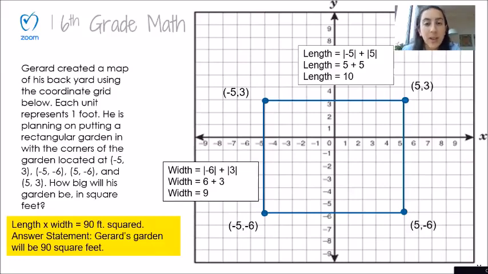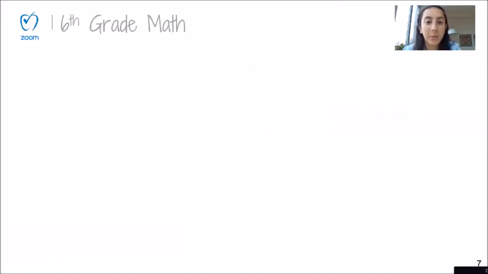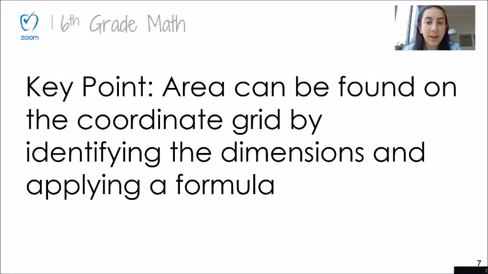Now again, I want us to think about what made this problem different than previous area problems. And that was that I needed to use my knowledge of a coordinate grid to actually solve this problem. That brings us to our key point for today. Area can be found on the coordinate grid by identifying the dimensions and applying a formula. Pause the video and copy this into your notes.